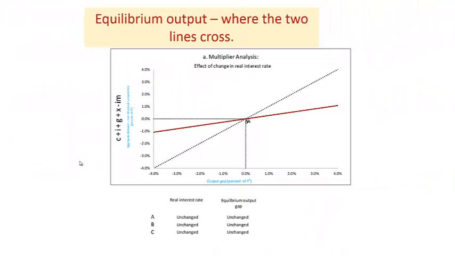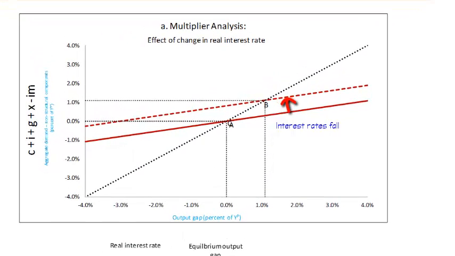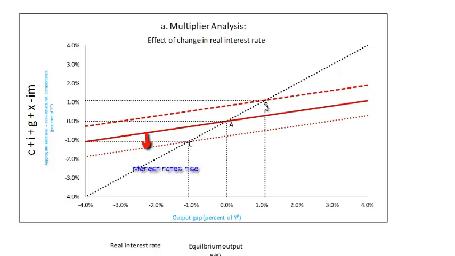We can show how changes in the interest rate can affect the output gap by extending our multiplier model. When the interest rate falls, expenditures will rise, as reflected in an upward shift of the red line, and the output gap goes from point A to point B. In the other direction, when the interest rate rises, expenditures fall, as reflected in a downward shift of the red line. In this case, the output gap moves from point A to point C.